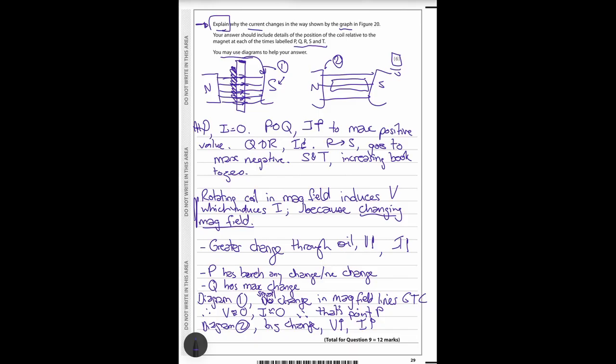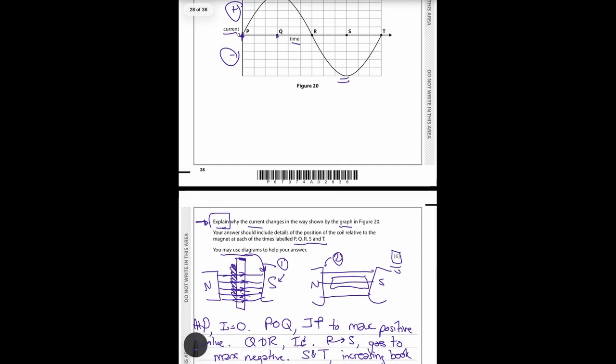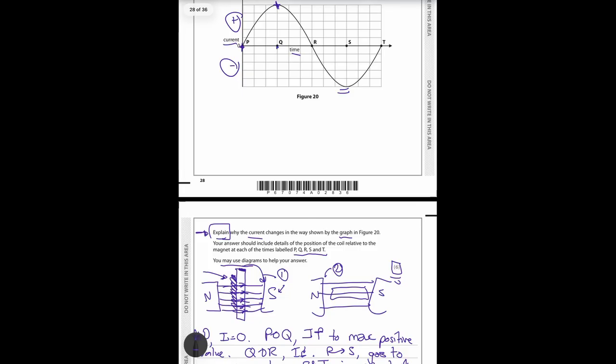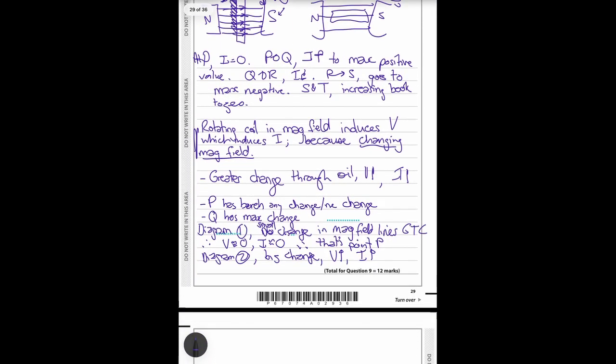Okay, so now I've talked about why it was 0 and why it was maximum. Well, then when it's going back to R, I know it's because it's going back to being in this orientation again, but it's rotating the other way. I still haven't spoken about the negative part, so I've just got to mention why it's negative as well. Well, why would it be negative? So it's negative when the coil is facing the other way or when it's in opposite orientation. So negative when coil is in opposite orientation or facing the other way.